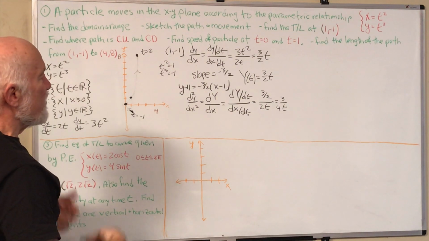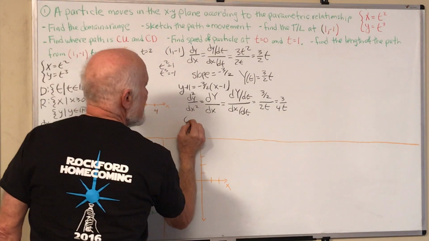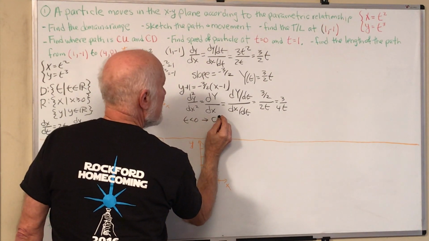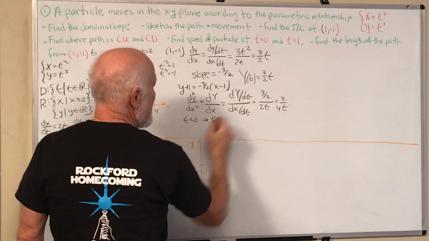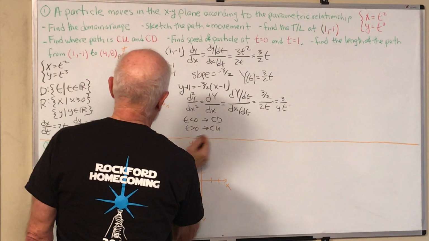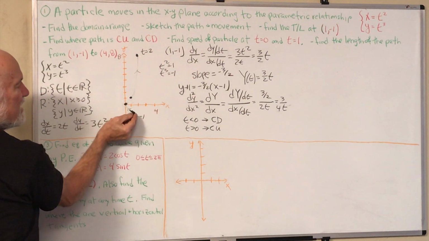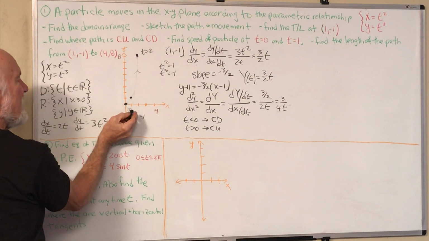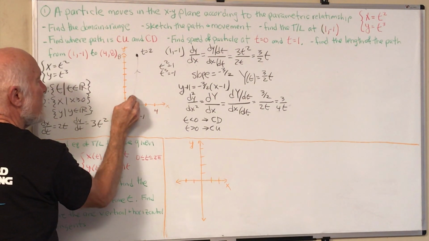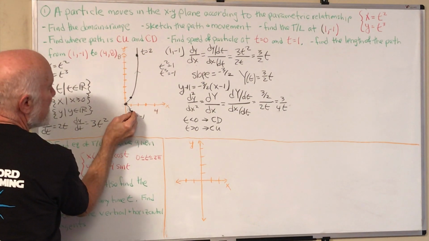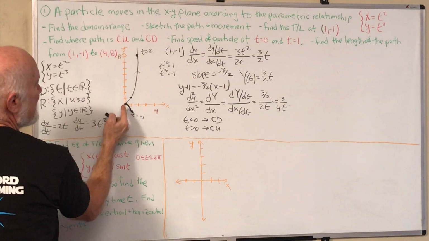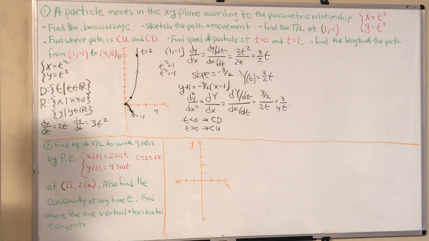So what does that say for the concavity? When t is less than 0, you're concave down because this will be negative, and when t is greater than 0, you're concave up. So that means right here, we're going to go concave down and rising, and then concave up and rising. So I didn't do a very good job of that. It's concave down, and then that's concave up.